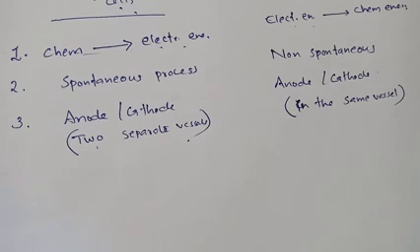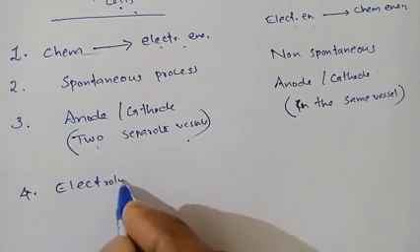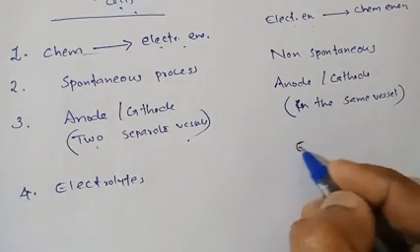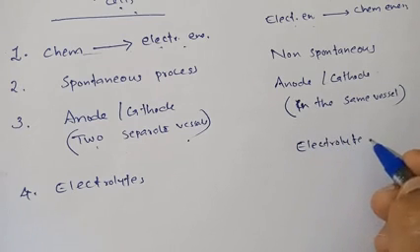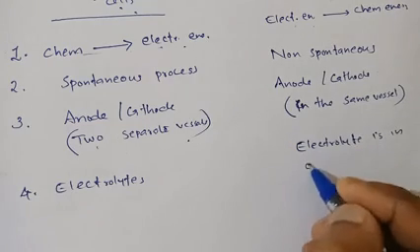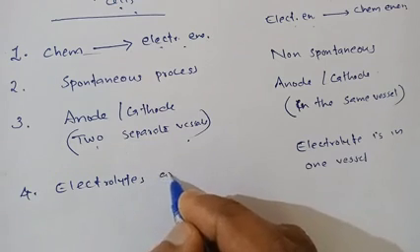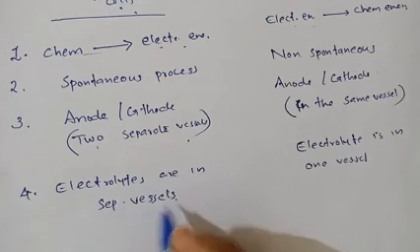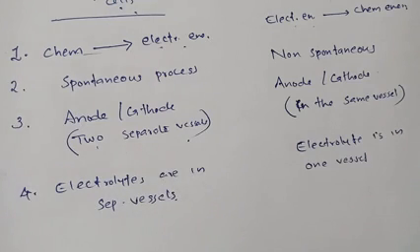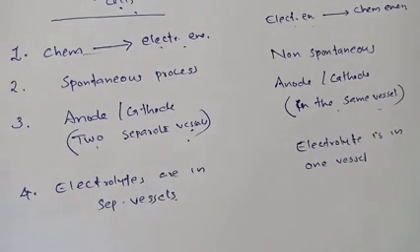Now what is the fourth difference? Here also electrolytes are there, but here the electrolyte is in one vessel because only one vessel is present. Here they are in separate vessels. So here separate vessels are used because two separate vessels are there. Here only one vessel is there. So this is the fourth difference.